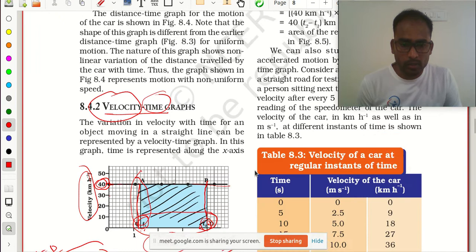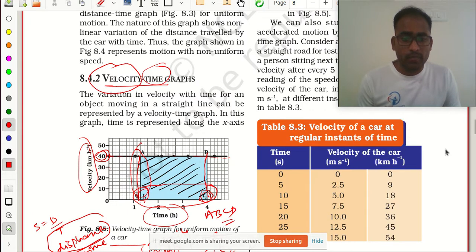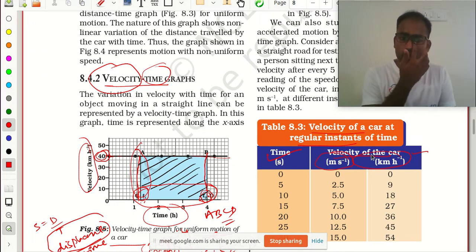Here you observe one more example. This is for a uniform motion. For non-uniform motion, the velocity and time graph will be different. Now here we are talking only about uniform motion. Next, observe the velocity of a car at regular instants of time. We have time and velocity of the car, in meter per second or kilometer per hour. You know how to convert meter per second to kilometer per hour or kilometer per hour to meter per second?